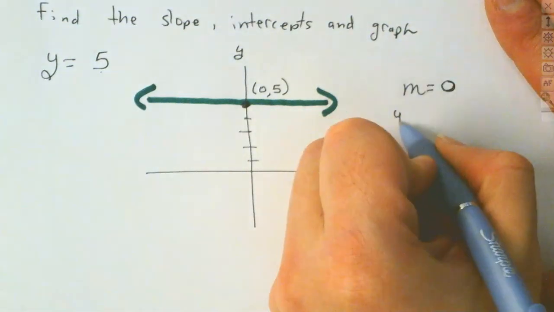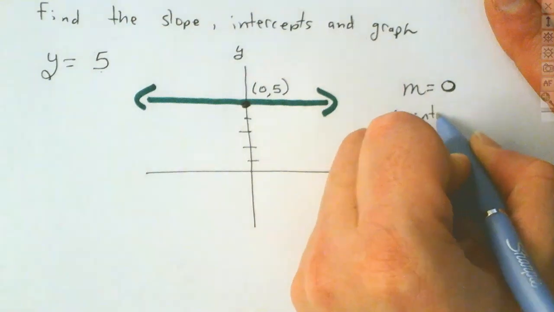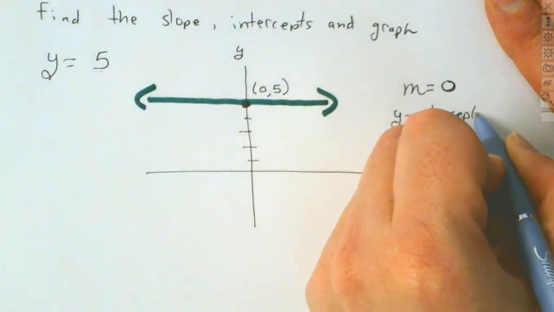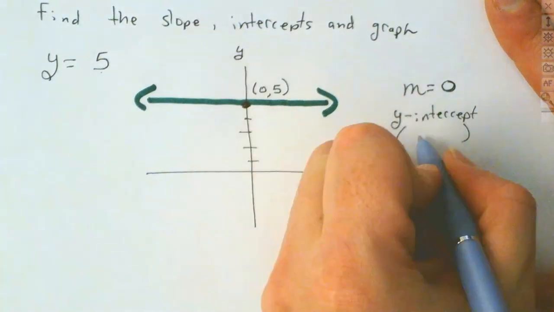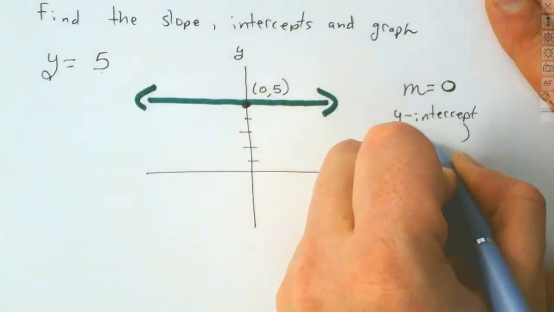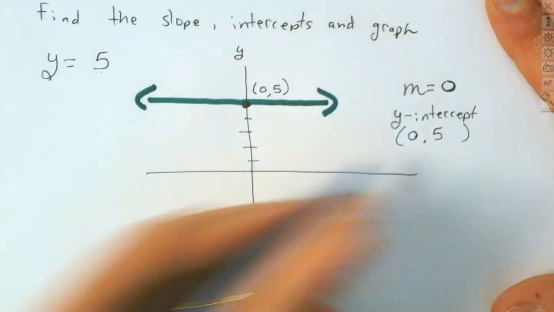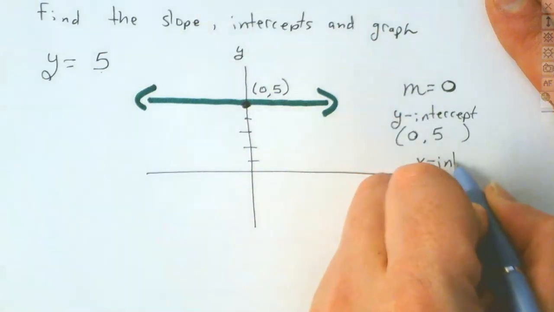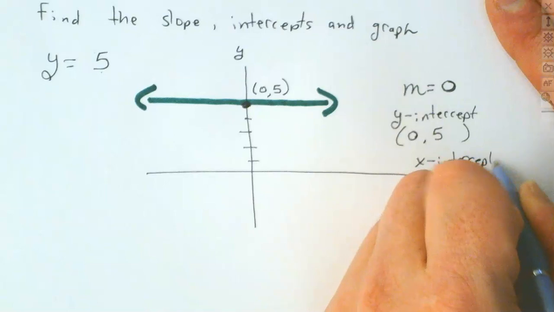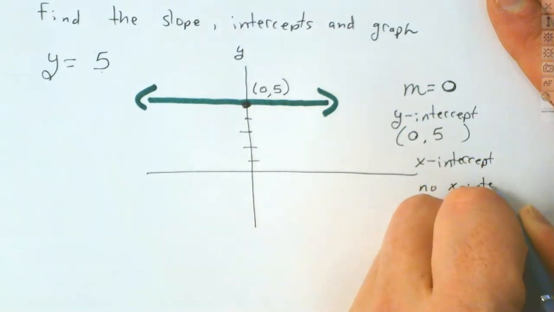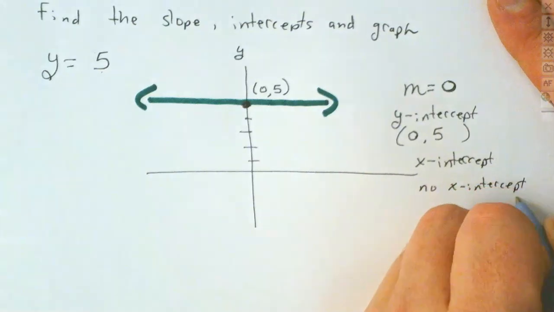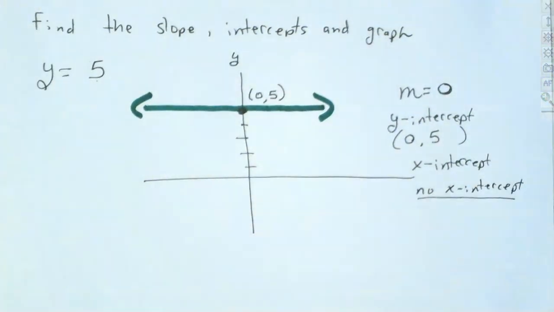What would my y-intercept be? Okay, it's going to be at an ordered pair. It's not just 5. It's going to be at 0, comma what? 5. And do we even have an x-intercept? No. So it has no x-intercept there. Is everyone okay with that? So we see how those work.